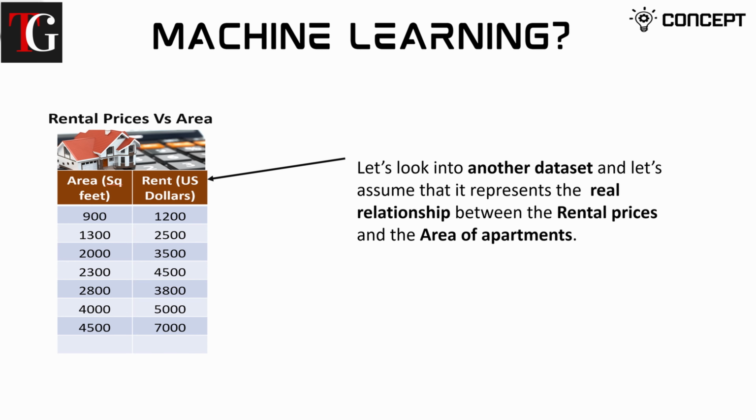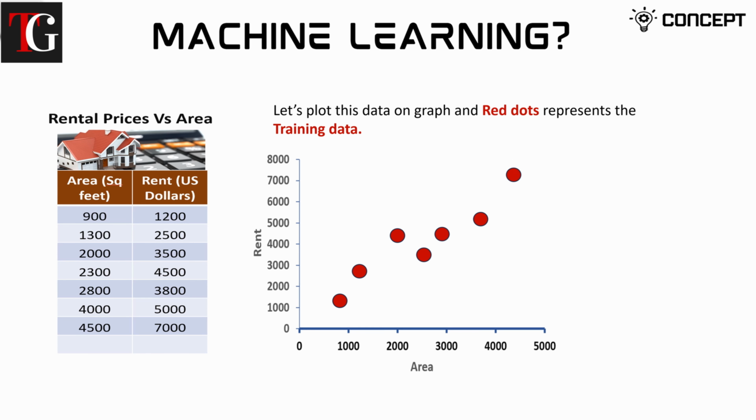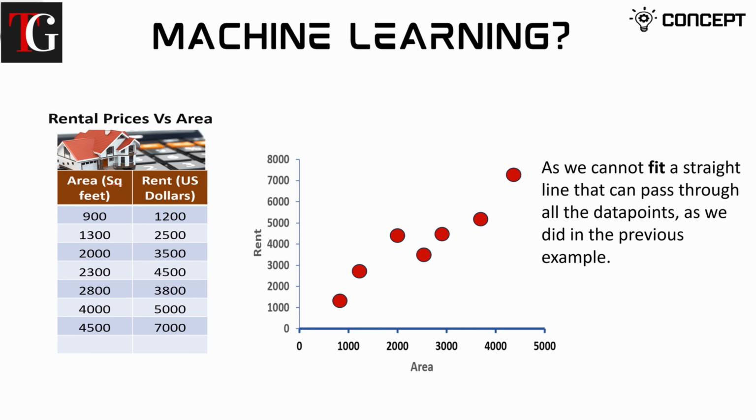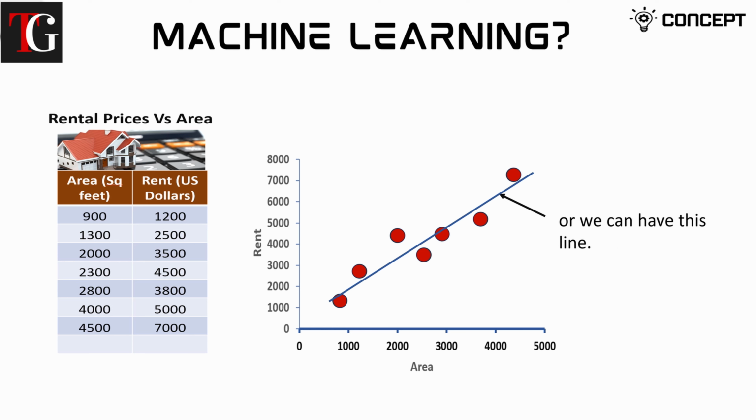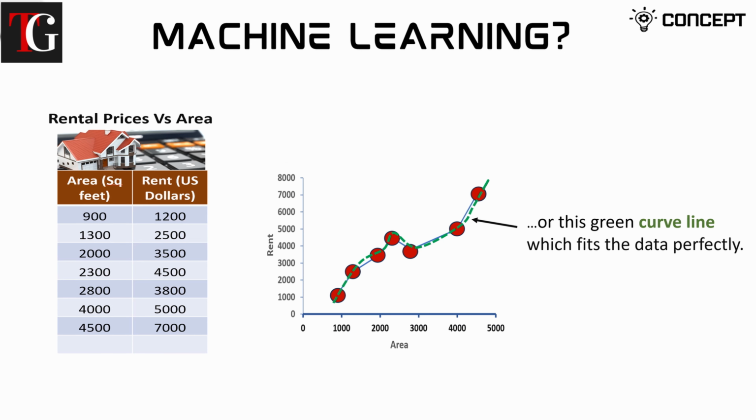Let's look into another data set, and let's assume that it represents the real relationship between the rental prices and the area of the apartment. Let's plot this data on the graph, and red dots represent the training data. As we cannot fit a straight line that can pass through all the data points as we did in the previous example, we can have this blue line which can approximately fit this data, or we can have this line or this one, or we can have a green curved line which fits the data perfectly.